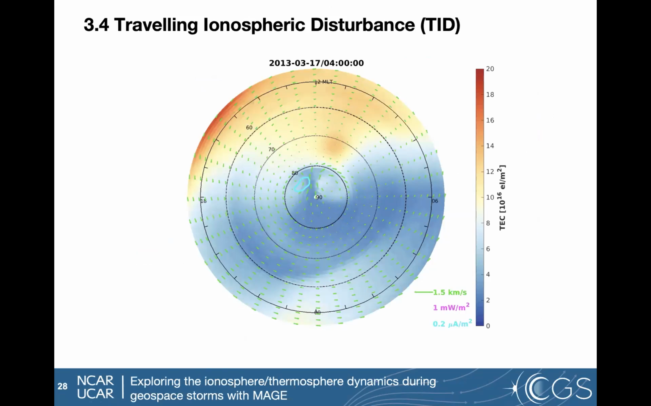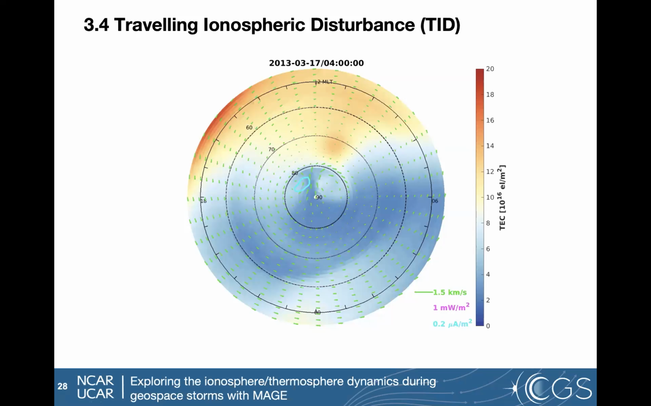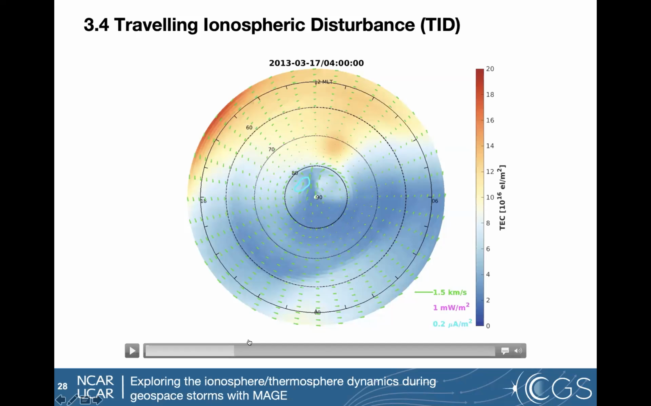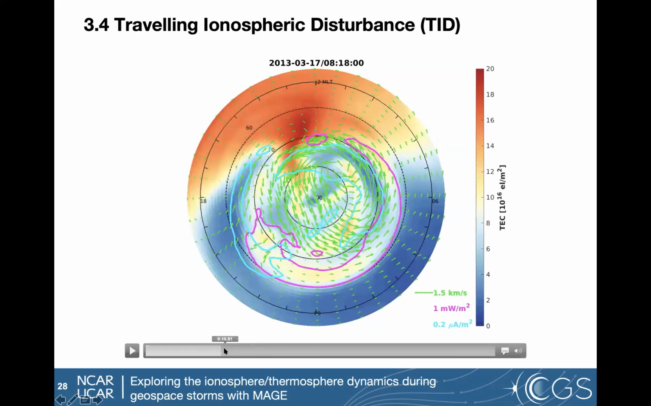Well, first of all, I'm not really an expert, but I just started learning about the TIDs. My understanding is that as the storm started, there is enhanced Joule heating in the aurora zone, which provides the energy source for the TIDs to be triggered. But I'd like any expert from the audience to correct me or add more comments to that. Gotcha. Thank you.